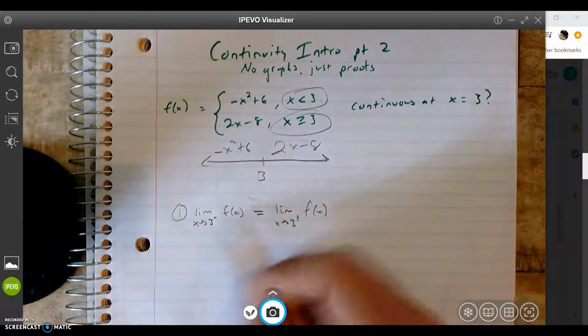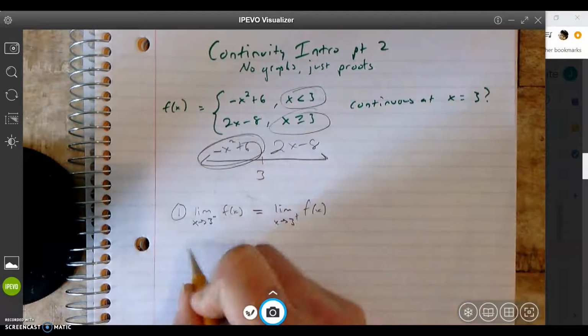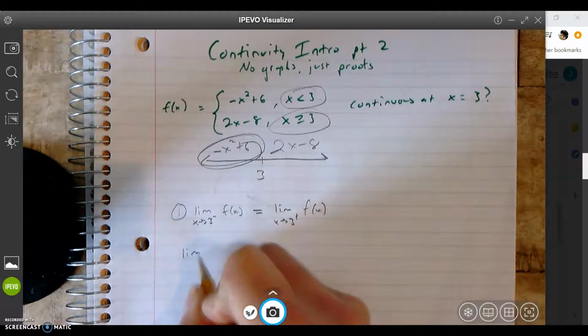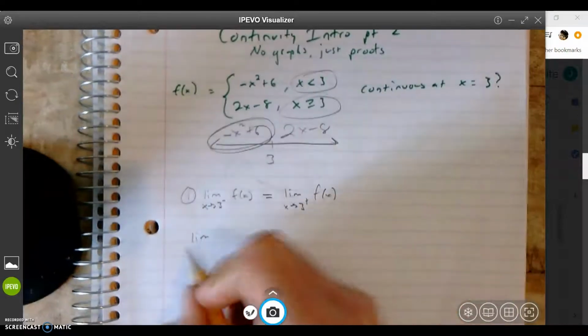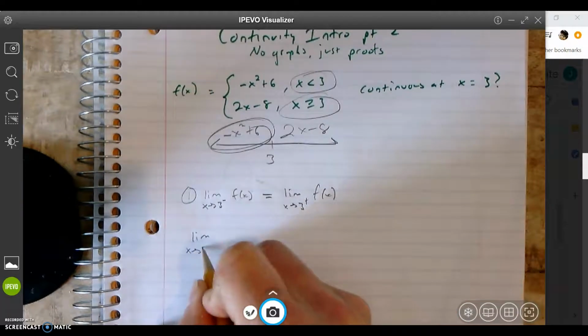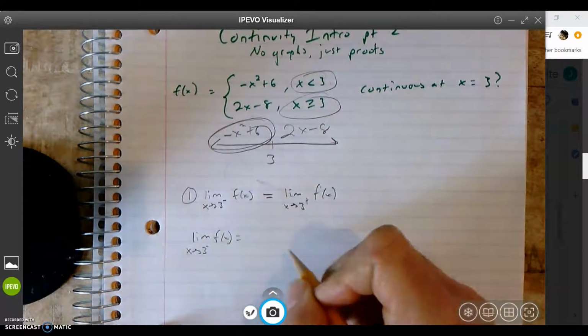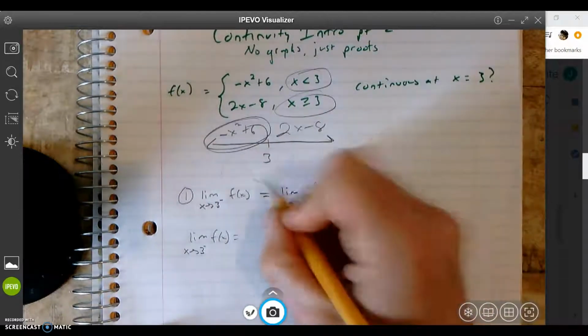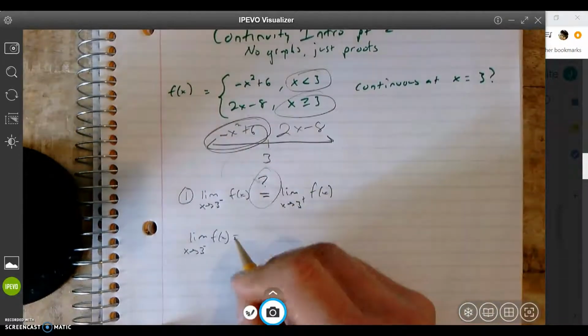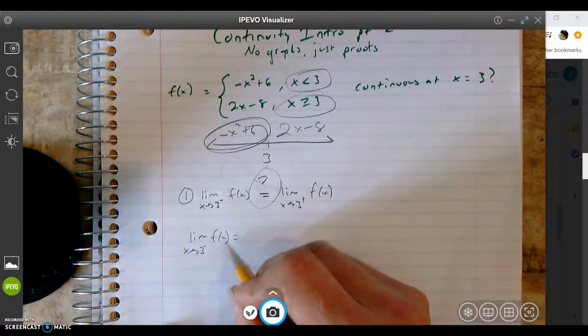So the limit as x approaches 3 from the left. So this is the left. So that's going to be the limit. And all these notes, I want you to take them exactly like I do. Yeah, I'm writing stuff down multiple times. But yeah, this is what you have to do. You've got to be very precise. Limit as x approaches 3 from the left of f of x. This is a question mark, by the way. Is this equal? Limit as x approaches 3 from the left of f of x.